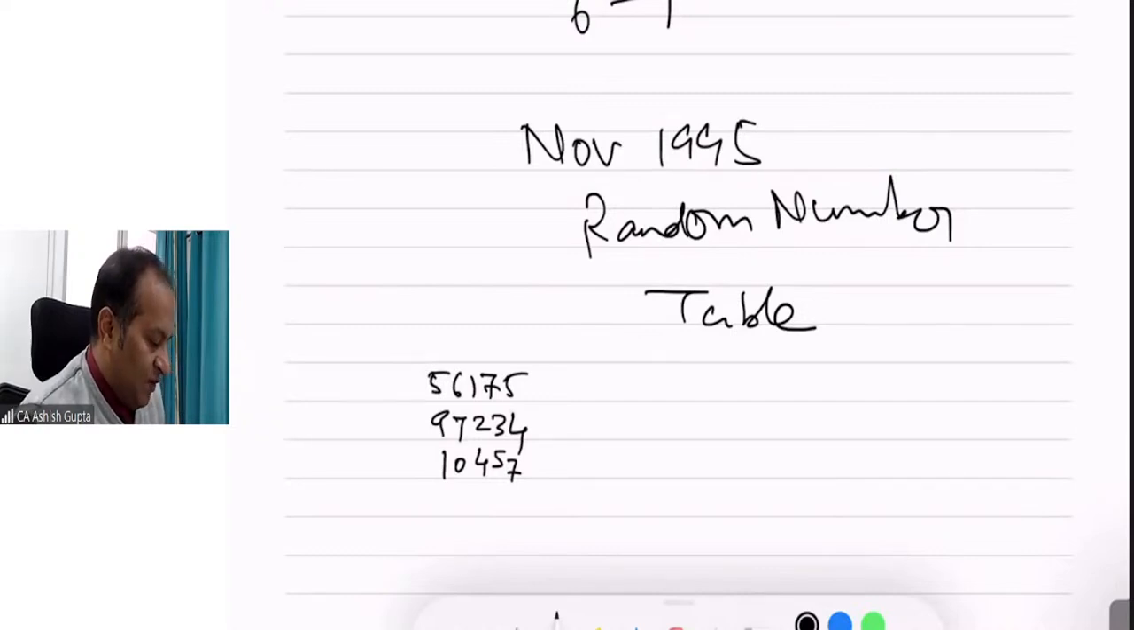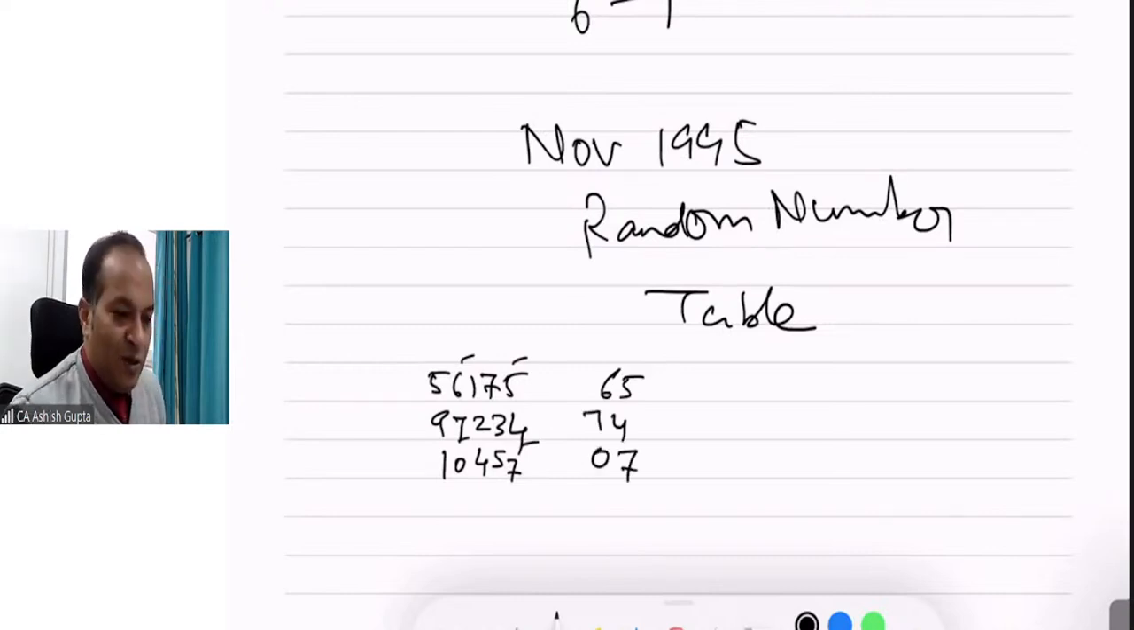So what we used to do, we used to choose any number. Say, I am choosing two numbers. In the next line, I will also choose the second digit and last digit. So my random number will be generated like that: 5657407.